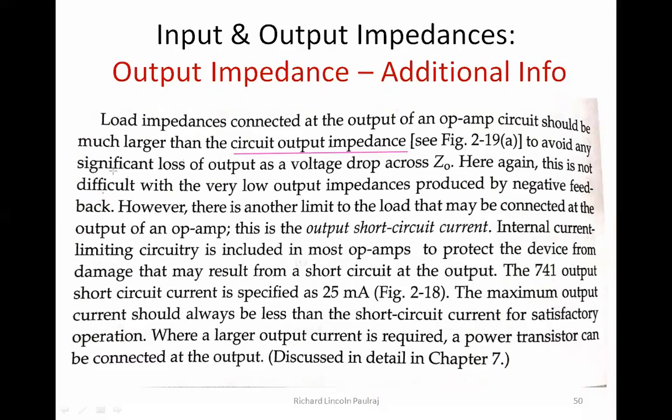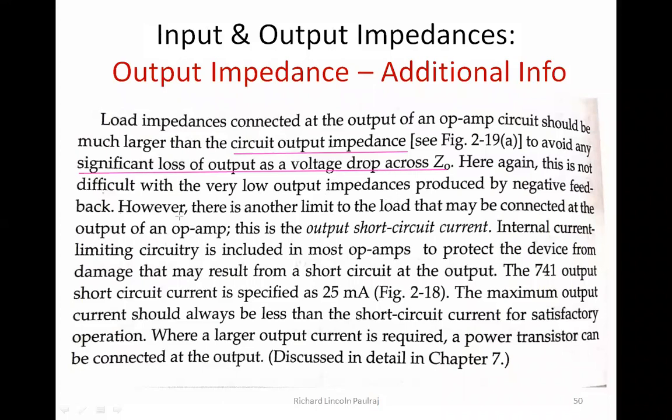So why do we need very small impedance? So that there is no loss across the output. Now, if I have huge resistances across the output, whatever signal is supposed to be taken at the output is all lost because of the resistance. So I cannot have huge resistances at the output side. Here again, this is not difficult with very low output impedances produced by negative feedback.